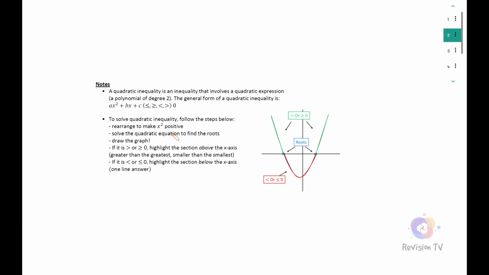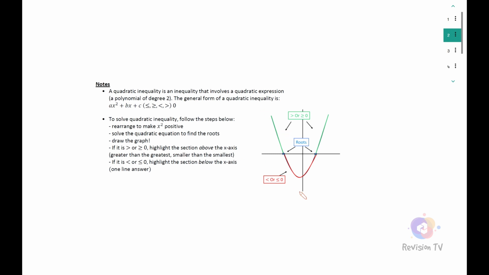To solve a quadratic inequality, we're going to follow these steps below. If x squared is not positive, we'll try our best to make x squared positive by rearranging the whole equation, moving terms to the other side. Then we're going to solve the quadratic equation to find the roots. The roots are where the graph crosses the x-axis. And then we're going to draw the graph, of course.